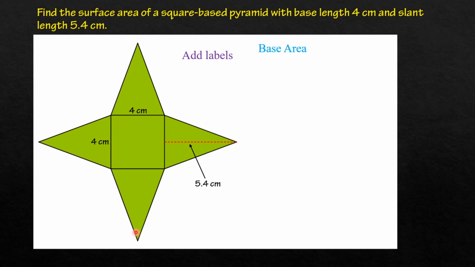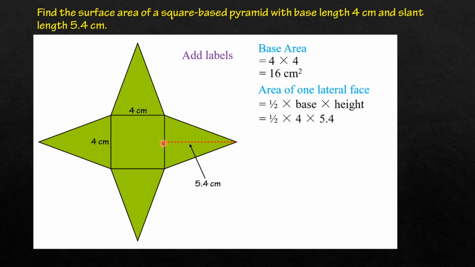We'll calculate the base area first, which is 4 by 4, which will give you 16 square centimeters. We'll calculate the area of one lateral face, which is half times the base times the height. Half times the base, which is 4 centimeters, times the slant height, which is 5.4. That will give you 10.8 square centimeters.